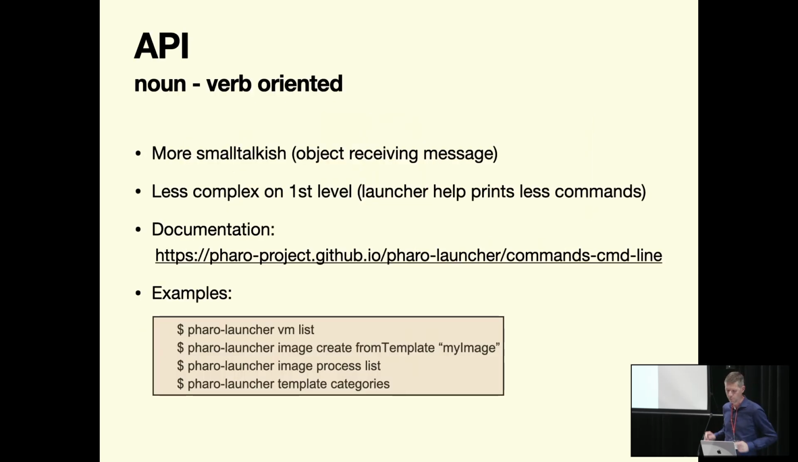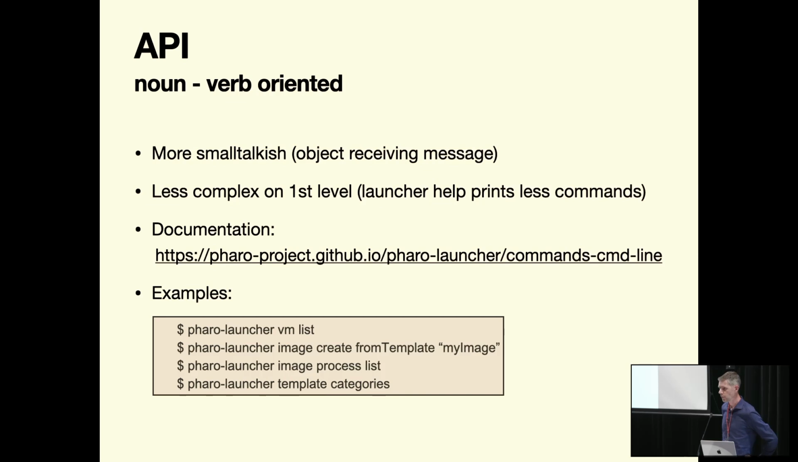So now, let's dive a bit into the API. There was a choice. We prefer to have a more small-to-cache API, and we put noun first and then verb. For example, if you want to list virtual machines, you will call Firewall Launcher virtual machine list. Just that. This choice is also good because it is less complex on the first level. We only have a few elements on the first level, and the help command of Firewall Launcher will help you to find that very easily.